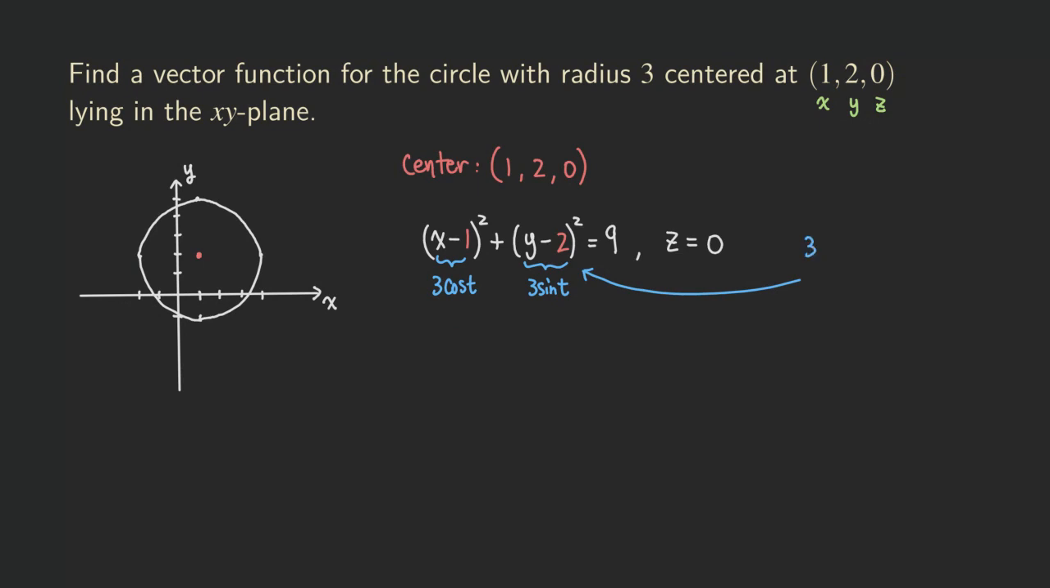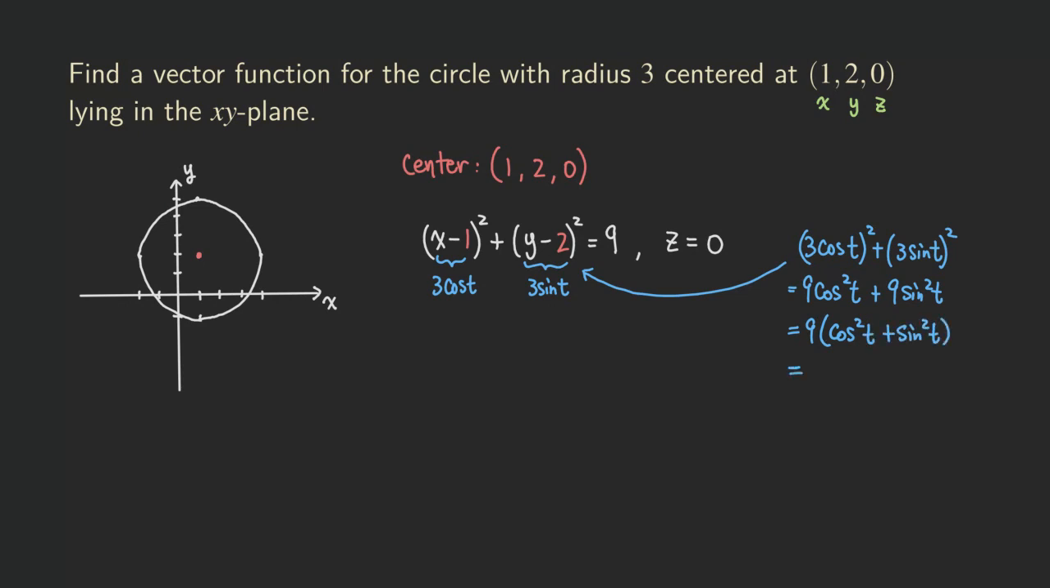You're actually getting 3 cosine of t squared plus 3 sine of t squared, right? And what is that actually equal to? If you square the 3, you get 9, and then you get cosine square t, and then 9 sine square t. So factoring out the 9, you're going to get cosine square t plus sine square t. What is cosine square t plus sine square t? We are actually getting 1. 1 times 9 is just 9. So that will satisfy this equation, and that will give you a circle, as you know, right?